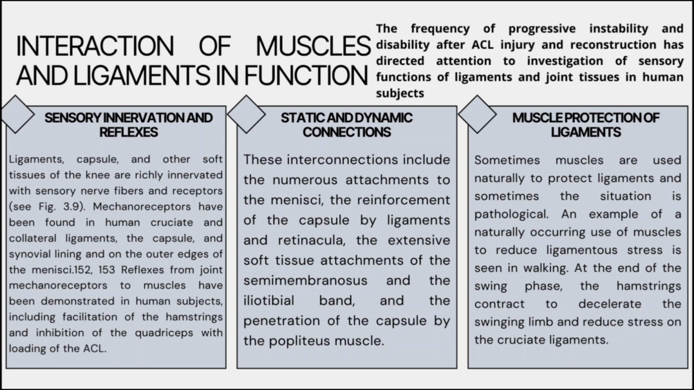Sometimes muscles are used naturally to protect ligaments, and sometimes the situation is pathological. An example of the naturally occurring use of muscle to reduce ligament stress is seen in walking. At the end of the swing phase, the hamstrings contract to decelerate the swinging limb and reduce stress on the cruciate ligament.